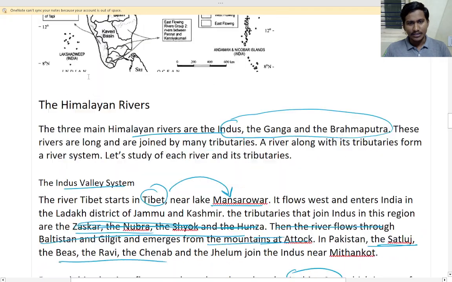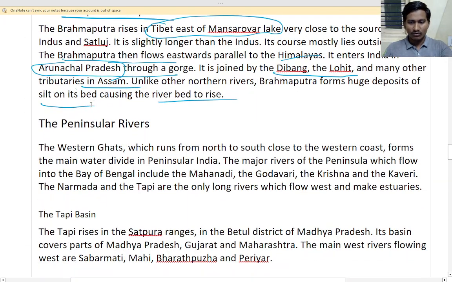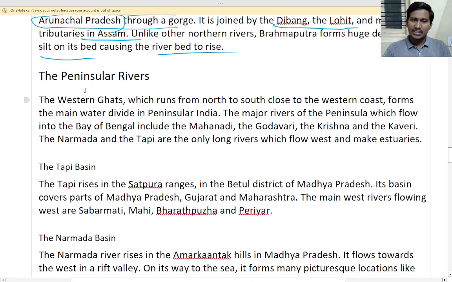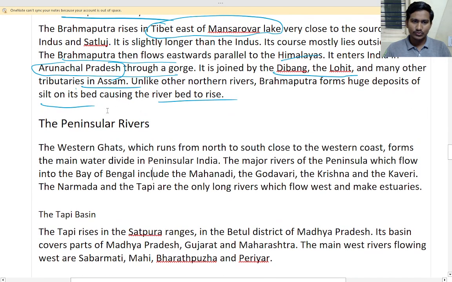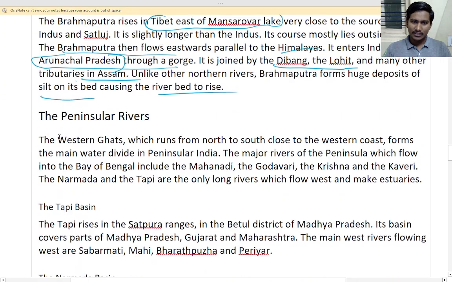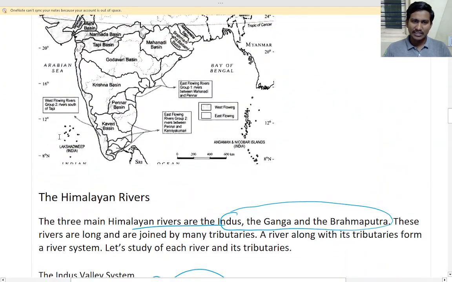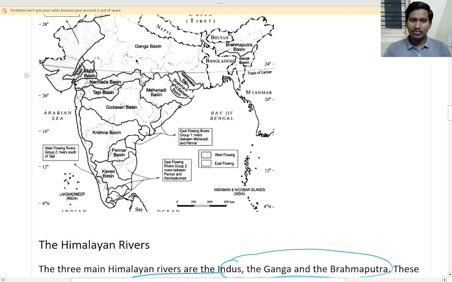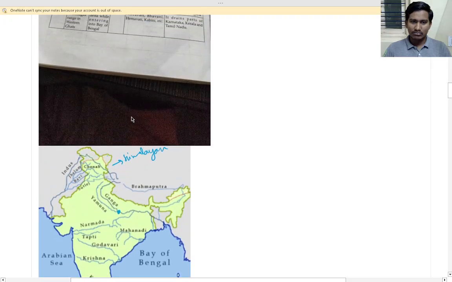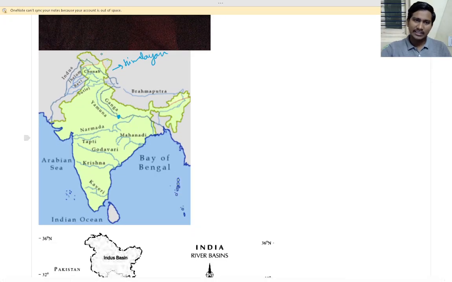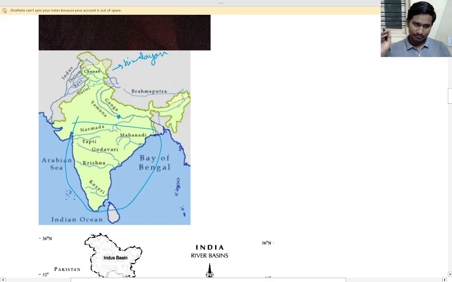Okay. Yes. So next, that is about the peninsular rivers. Should we study tomorrow or should we study now? So tomorrow. Okay, the peninsular region. So peninsular means from the flat land. Apart from the Ganga river, whatever originates here is all Himalayan region. So these are all the peninsular region. Okay, that is flat land.